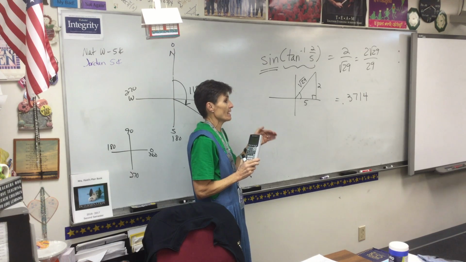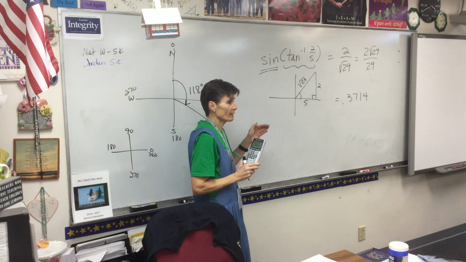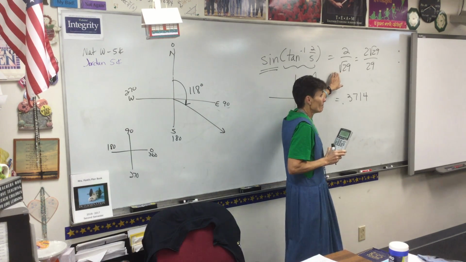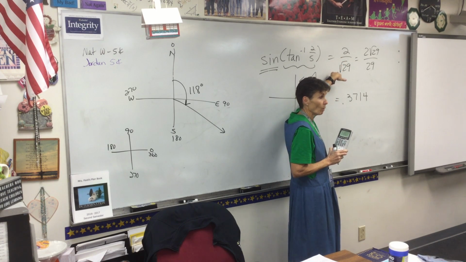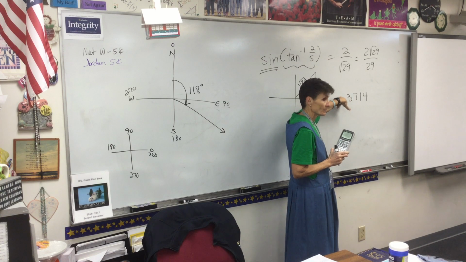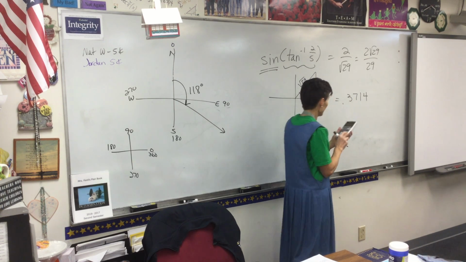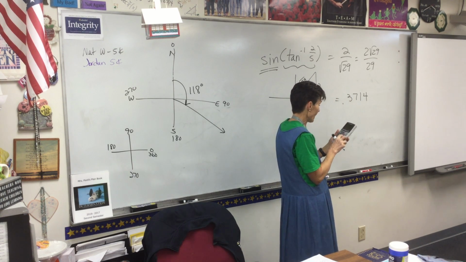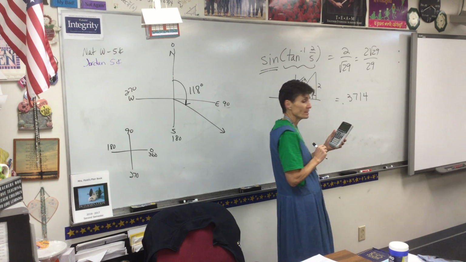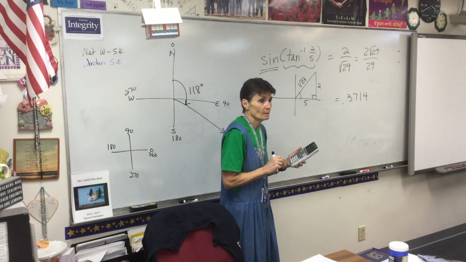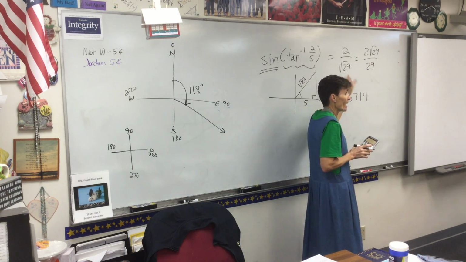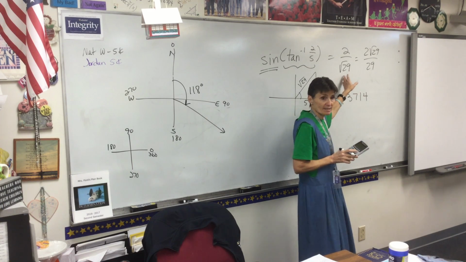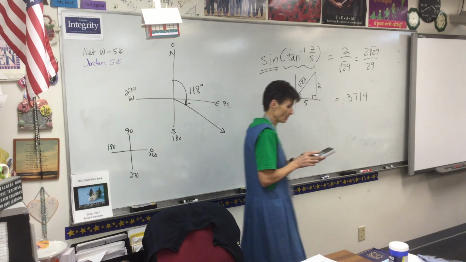Now on test day, you can check your answer here. Because if I type in 2 divided by root 29, what should happen? I should get that, right? So let's try it. 2 divided by the square root of 29. Oh my gosh, I did, didn't I? Now on test day, if that doesn't match, then that means you made a mistake. So go back and redo that and try to get it right.